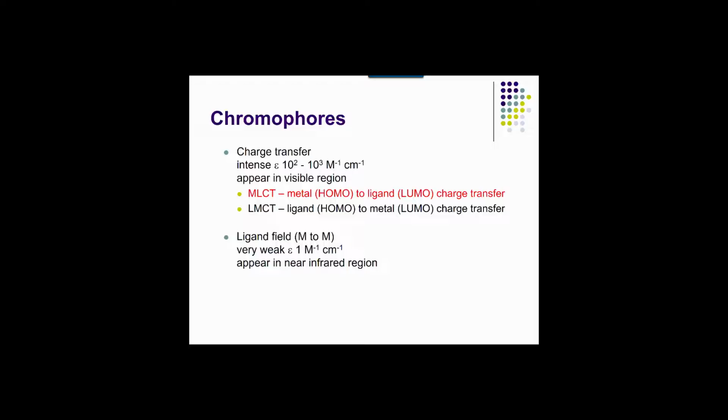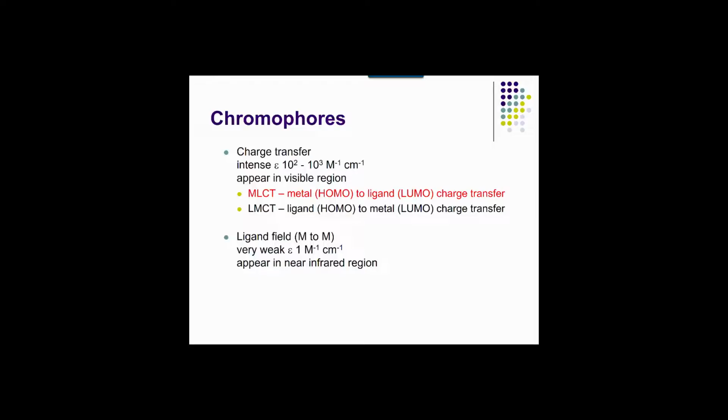And I hope, therefore, it makes sense that in LMCT transitions, it's the converse. The HOMO is ligand-centered, and the LUMO is metal-centered. Charge transfer transitions are generally found in the visible spectral range, and they have molar absorptivities that are still significant, but they are lower than those of the pi star transitions, typically on the order of 100 to 1,000 per molar per centimeter.